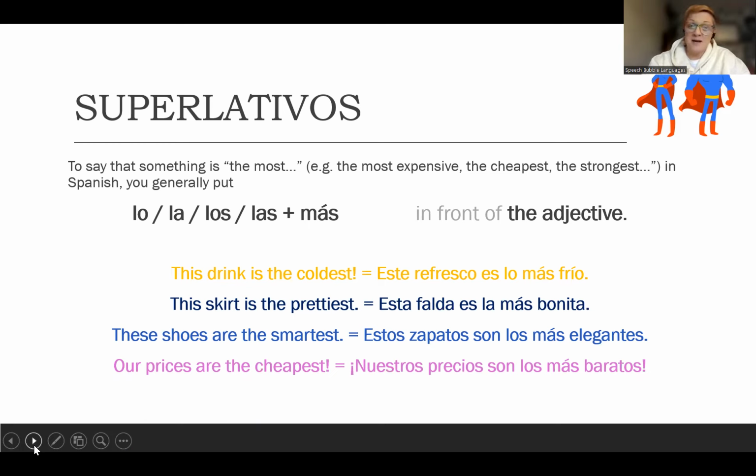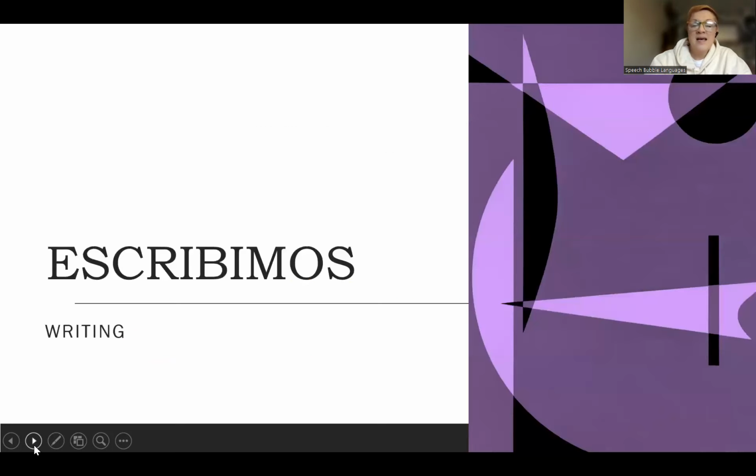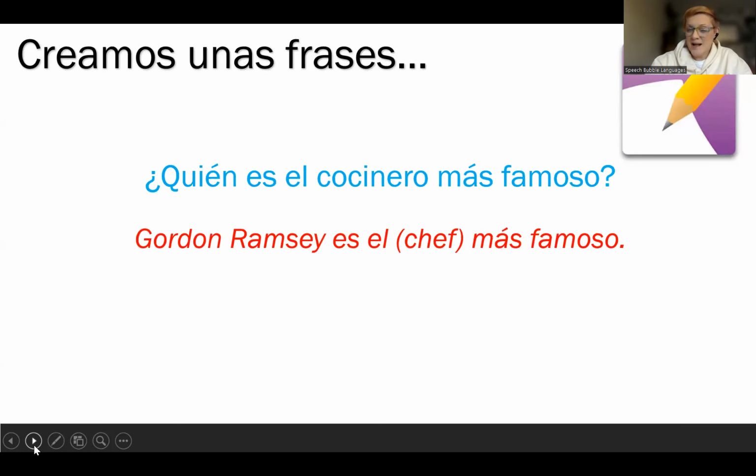So, superlatives in Spanish, we choose lo, la, los, las, más, and then we stick it right in front of that adjective. Let's try writing some superlative sentences of our own. So, creamos unas frases. ¿Quién es el cocinero más famoso? Who's the most famous chef? Gordon Ramsay es el más famoso. Gordon Ramsay es el chef más famoso. So you can see that we've chosen el, referring to el cocinero, and más famoso. Nice O on the end of that adjective.